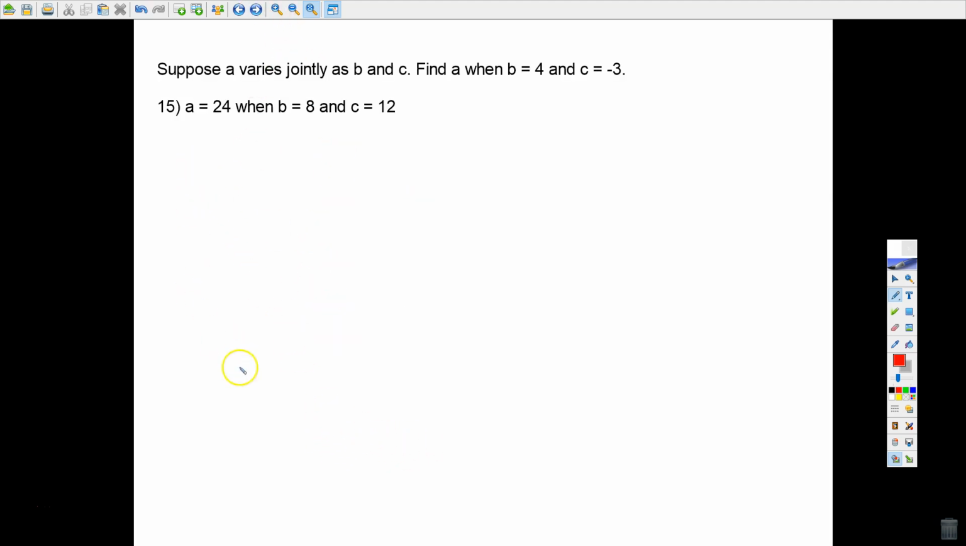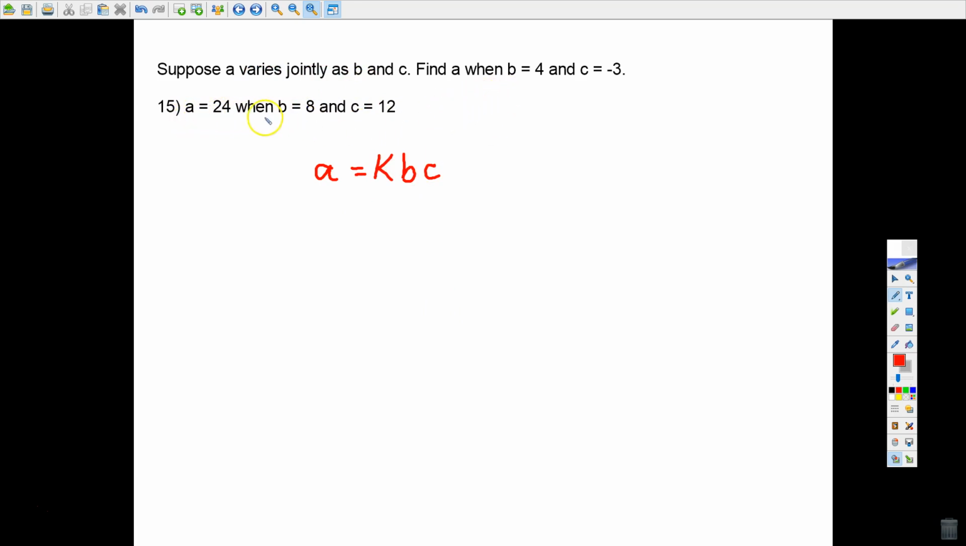Okay, jumping down to the next block of problems that you had to do, number 15. These are joint variation. So once again, I'm going to take this first sentence and just write out in general what it means in equation form. A varies jointly. Remember, that's multiplication by k times 2 or more variables, in this case B and C. So that's my equation in general.